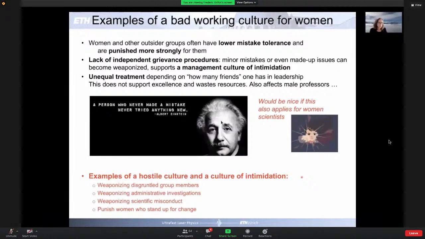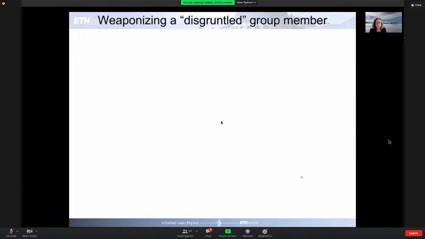Examples of a hostile culture and a culture of intimidation are when disgruntled group members become weaponized to hurt a woman, or an administrative investigation, or a scientific misconduct accusation. And when women are actually punished when they stand up for change or in protection of other women.